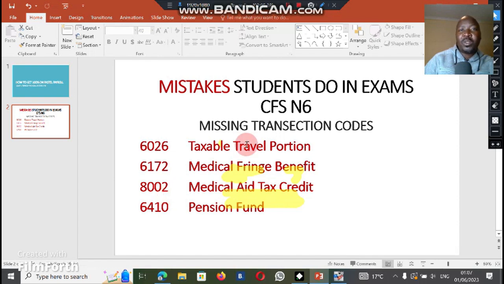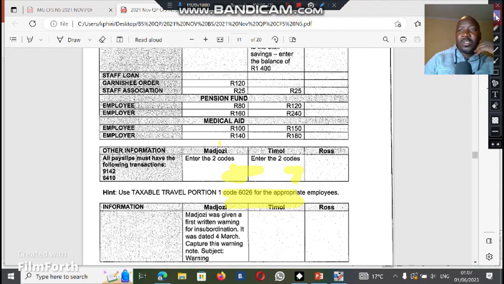Let me show you something on that question paper. Sometimes the examiner gives you some codes, but they don't give you all of them. You got 9142 and 6410, but you don't have 8002, you don't have 6126. That's why I'm saying you have to remember them. When you arrive next to the pension and medical, remember to write them somewhere on your question paper so that when you go to process your payslip, you capture them.